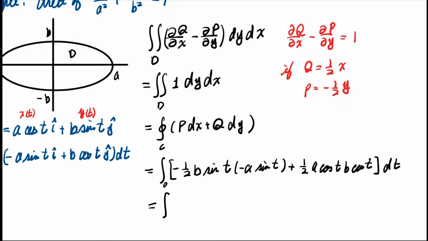This is from 0 to 2 pi because we have dt out here. We have ab sine squared and ab cosine squared, so we just have half of ab, dt from 0 to 2 pi. What does that give us? It just gives you t, 0 to 2 pi. So this gives you pi ab.